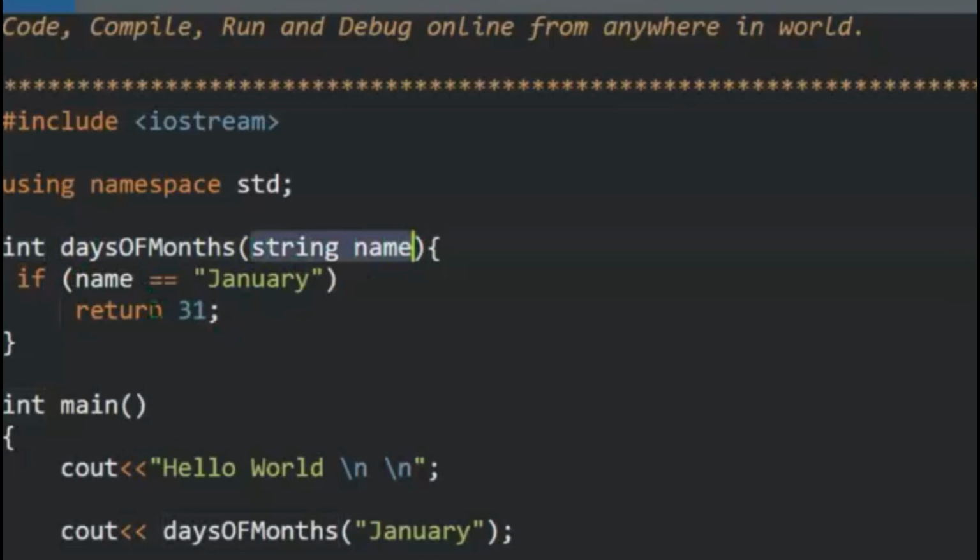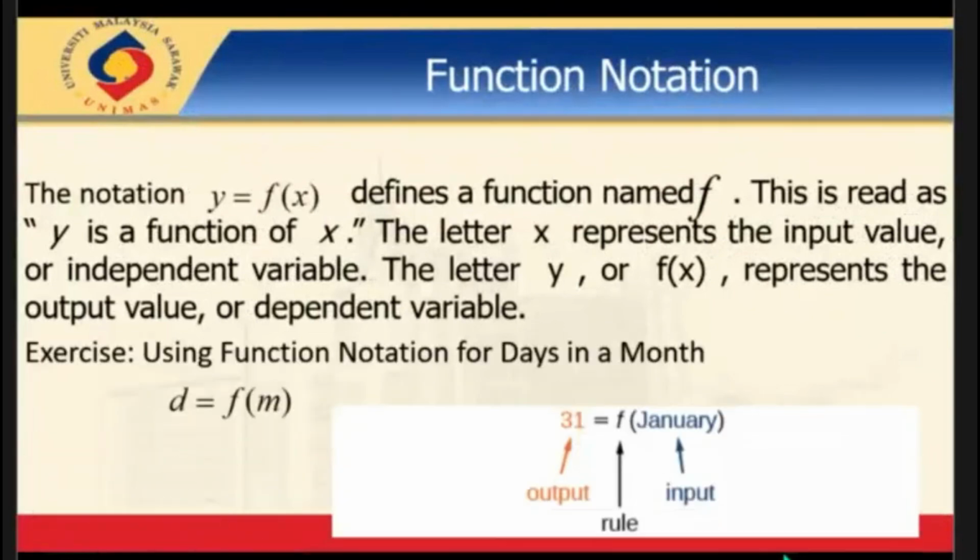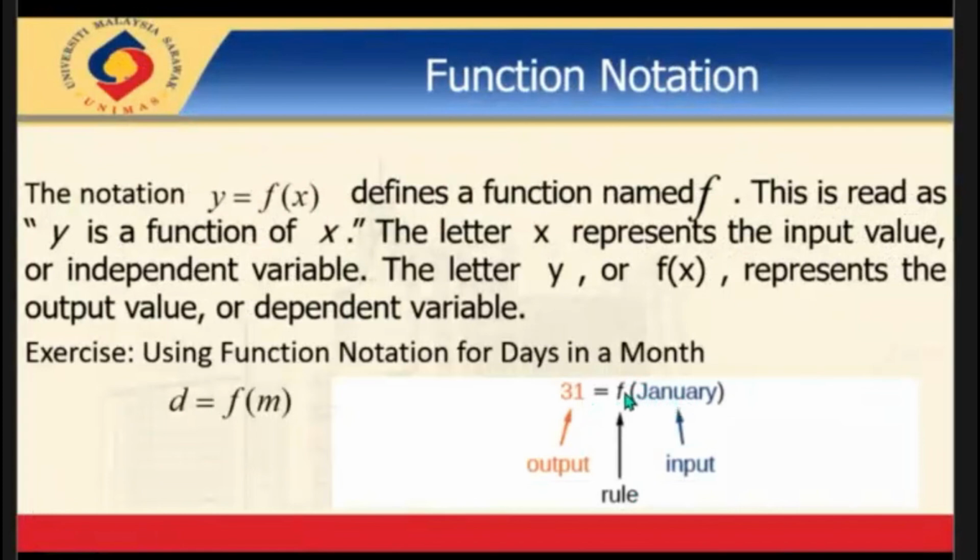So days of month gets an input as a string value. Then we can check that if the name of the month is January, then return 31, and if it is February, then 28, else if, until December. If I run this code, you will see 31. Is it okay? Yes, no? I just want to show you that the function concept is working in computers also. It will be like this, right? f of January: if we replace m by January, the month, that is the input, the output is 31.